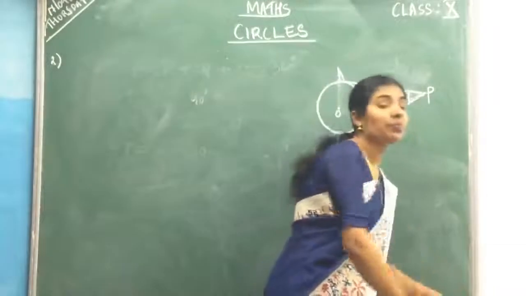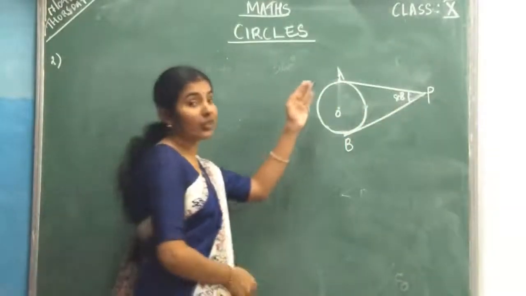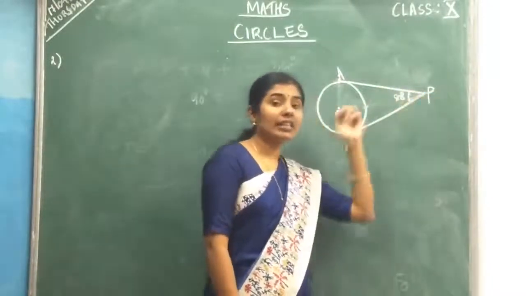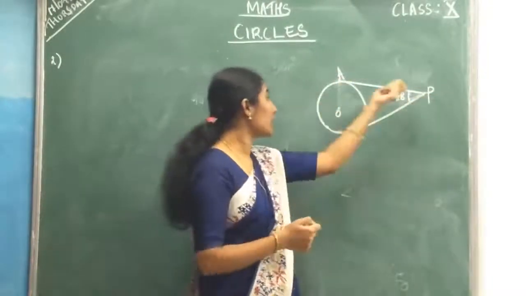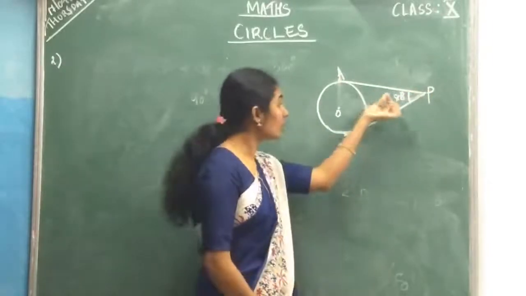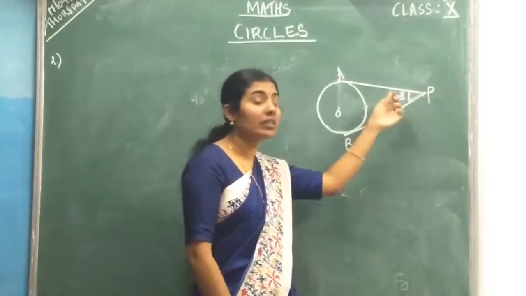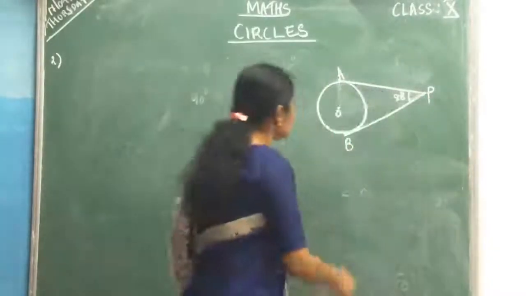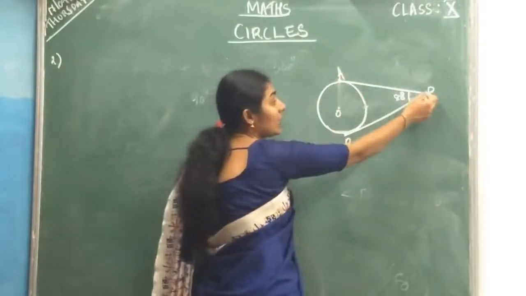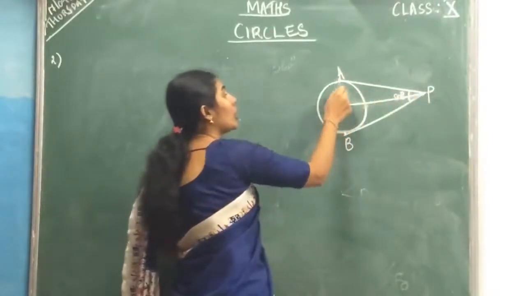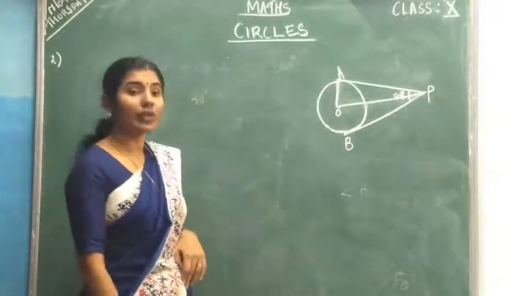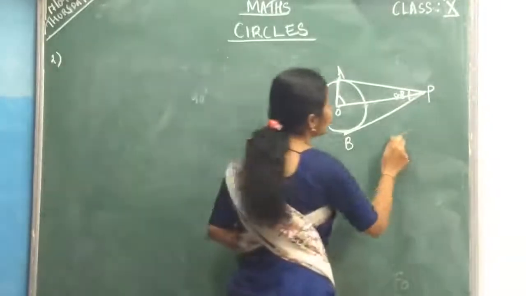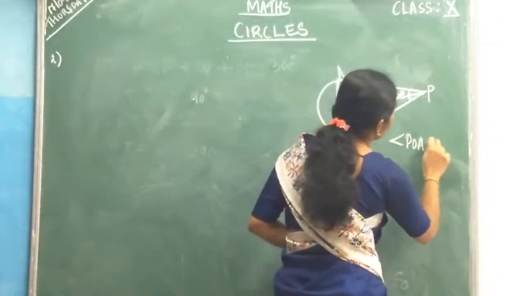They have given these two tangents are inclined to each other by forming an angle of 80 degrees. Inclined means these two tangents, when meeting each other, form one angle, and the angle given is 80 degrees. What do you want to find? You want to find angle POA. How to find angle POA?